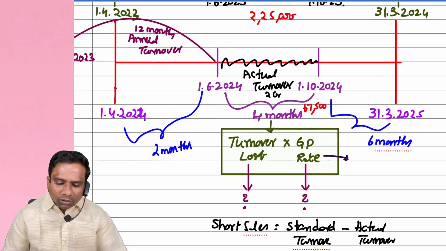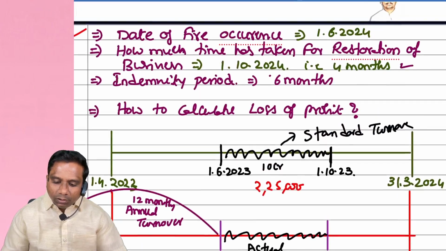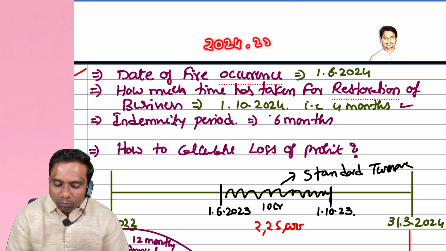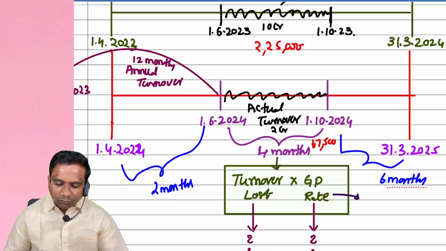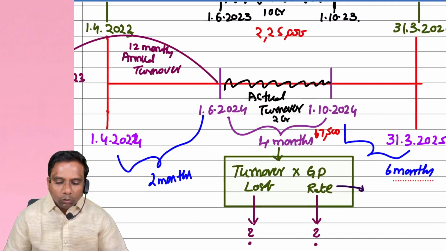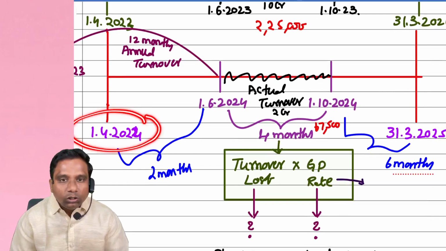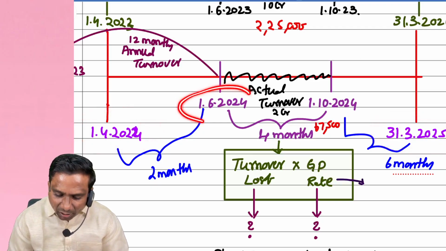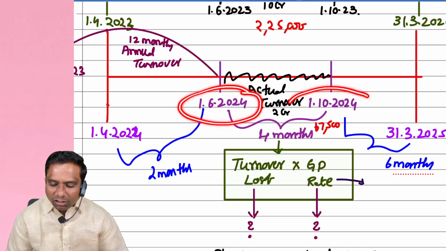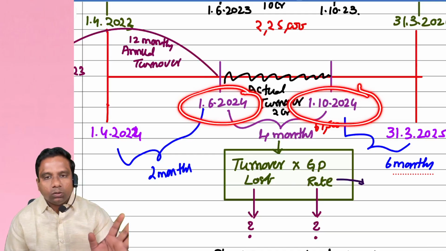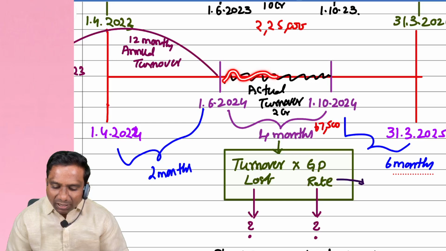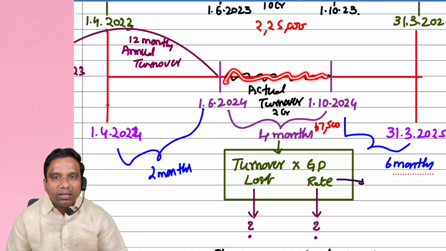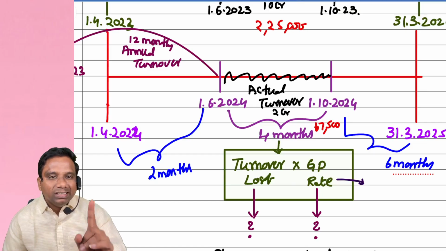Yes, sir. Now please observe a timeline. In which year did the fire occur? 1/6/2024 means what financial year? 2024-25. Please draw a timeline here: 1/4/2024 to 31/3/2025. On which date did the fire happen? 1/6/2024. On which date was the business premises restored? 1/10/2024. This time period of 4 months is called the business disruption period. Is this logic clear, sir?